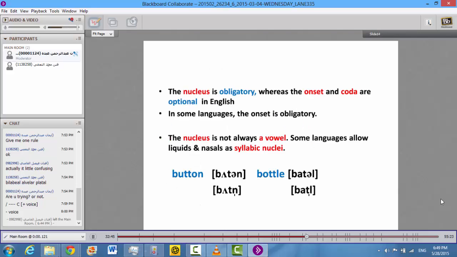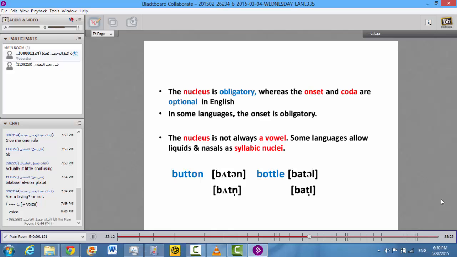The nucleus then is obligatory. It must be there, part of the syllable, whereas the onset and the coda are optional, because we have examples like "at", where we don't have an onset but we have a coda, and "bee" and "see", where we have an onset but we don't have a coda. In some languages, the onset is obligatory, like, for example, in Arabic.